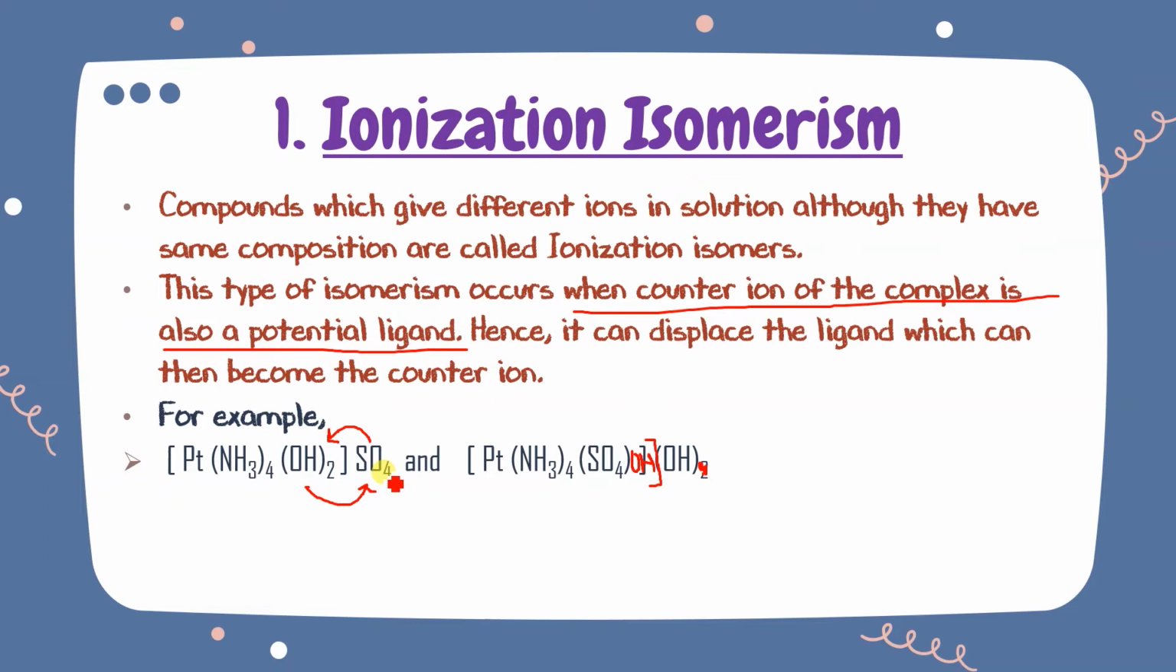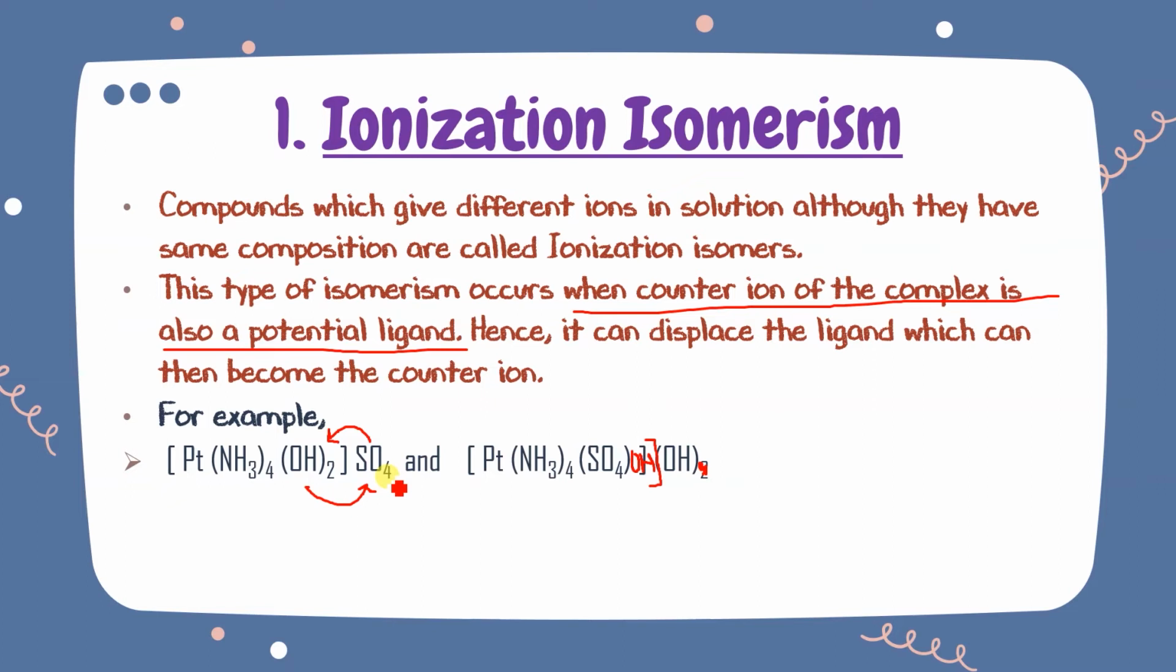Only a negative ion will come outside, that means one which has the capability to form a counter ion. Like if I want to send this NH3 outside, will it work as a counter ion? It is a neutral ligand, it doesn't have any charge, isn't it? So this cannot work as a counter ion. That means we cannot exchange between NH3 and SO4.